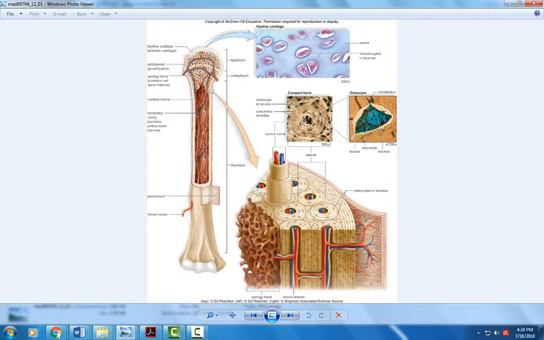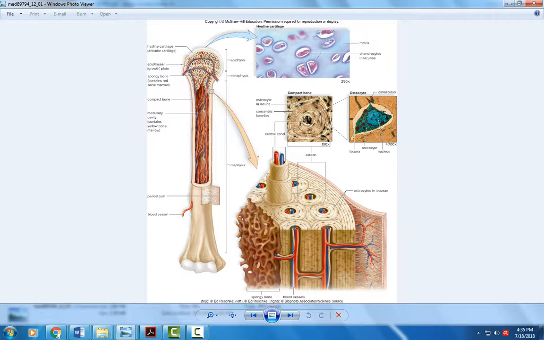First of all, the enlarged ends of our long bones, that's called the epiphysis. So this particular long bone has two epiphyses. Here, this enlarged end, and this enlarged end. That's the epiphysis. And the long shaft of the bone, we call that the diaphysis. So epiphysis and diaphysis. If we look at the type of bone tissue found in a long bone, we'll see here in the epiphyses, it's spongy bone.